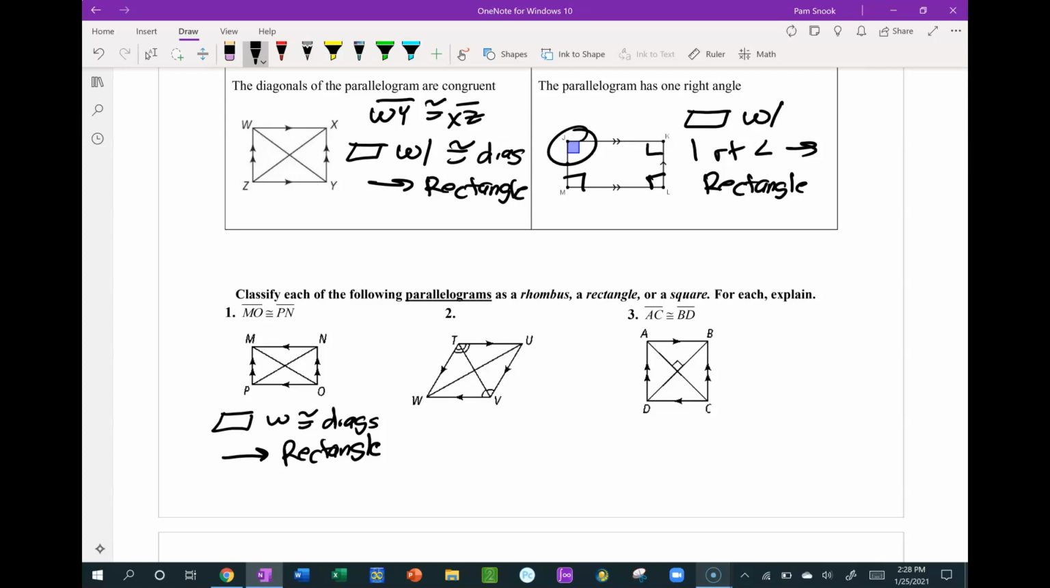Number two, I have a parallelogram. This parallelogram has diagonals that are bisecting opposite angles. So you see the angle at T and the angles at V, those are bisected. So parallelogram with a diagonal that bisects opposite angles implies rhombus. So this one's a rhombus.